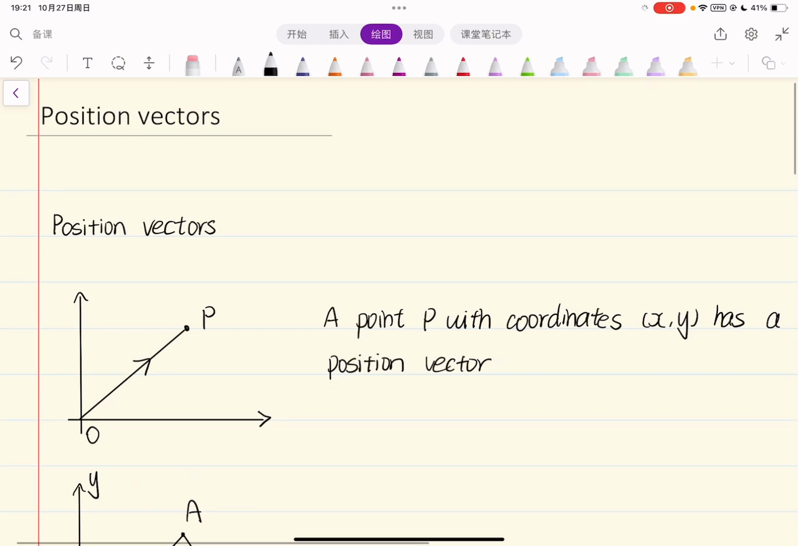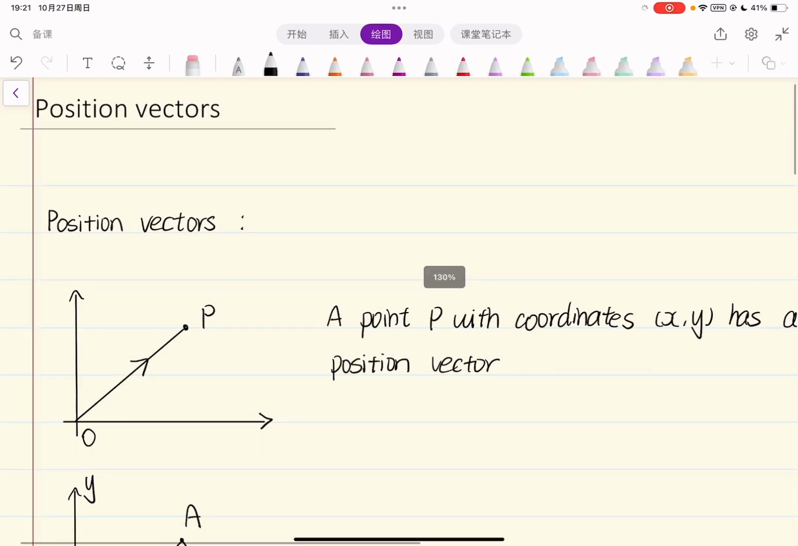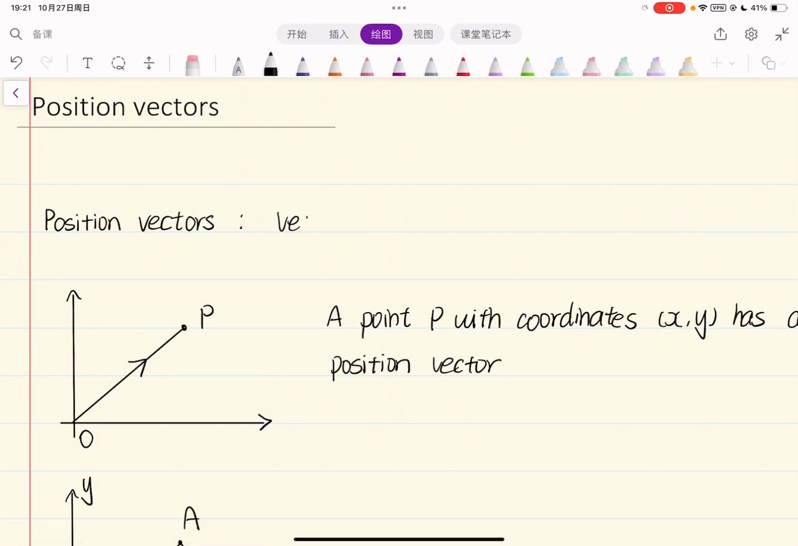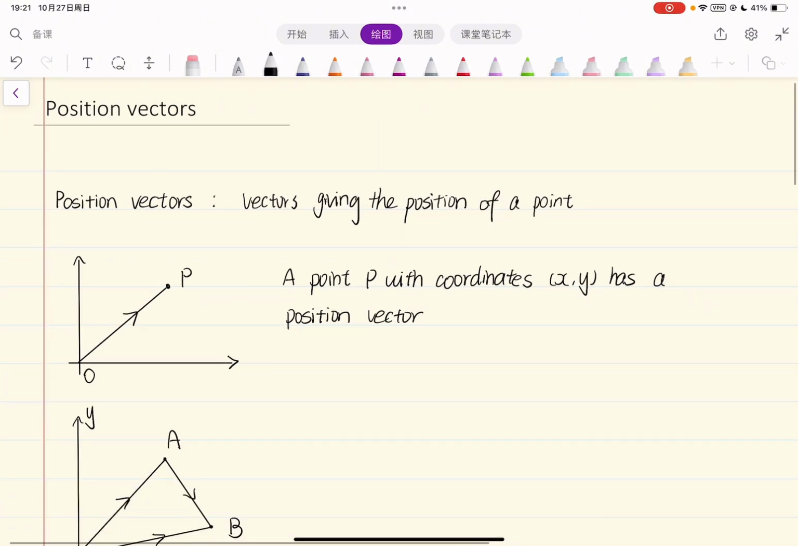So we have the definition: vectors giving the position of a point relative to a fixed origin.